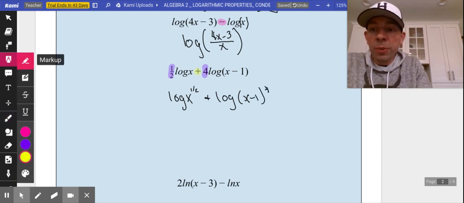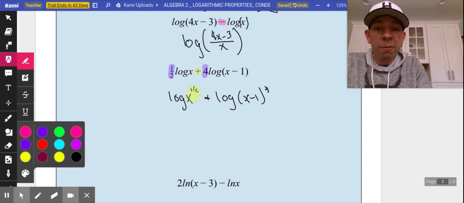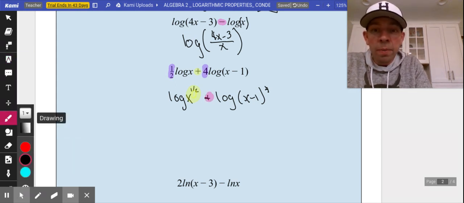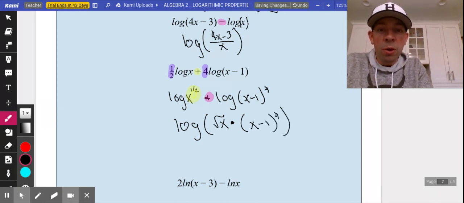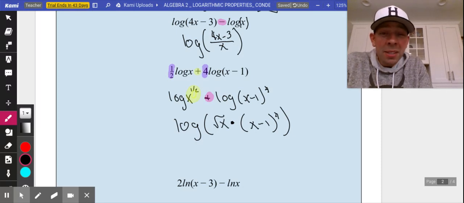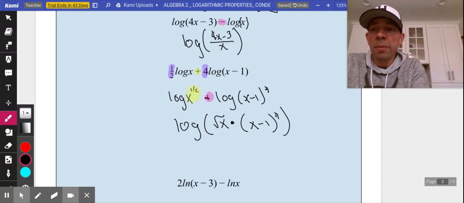And then, of course, we could get real creative and we could rewrite x to the 1/2 as radical x. And you'll probably see me do that in a second. But what I'm really focused on now is that plus sign. So let's go. We've got the log of radical x times x minus 1 to the 4th power. So we got that product rule going. And I think that's the best we could do with that answer right there. That's the best we got.